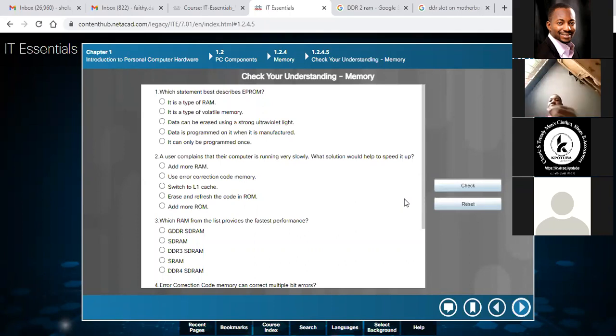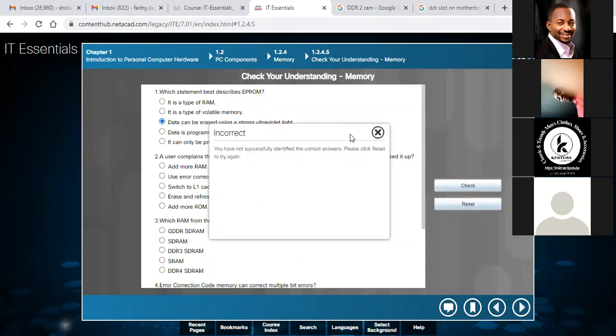Number 1, Group A. Which statement best describes an EPROM? Is it a type of RAM? Is it a type of volatile memory? Can the data be erased using a strong ultraviolet light? Hello, can you hear me clearly? Group A: data can be erased using a strong ultraviolet light. That's your final answer, right? Final answer. Correct.